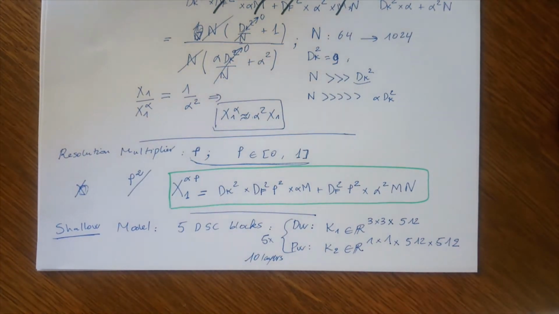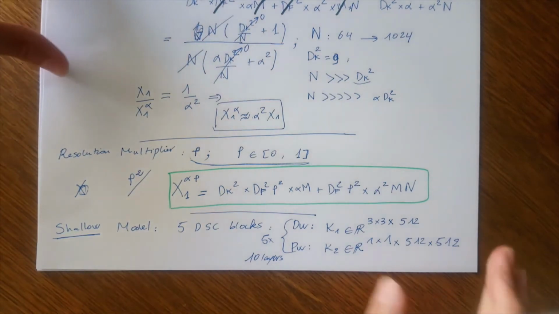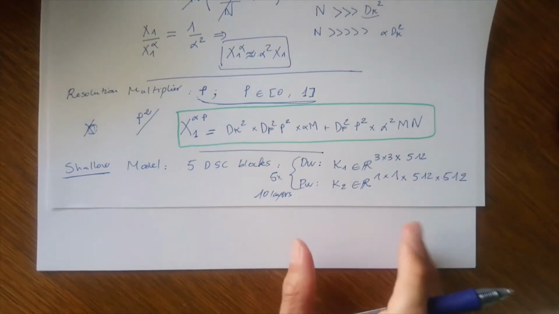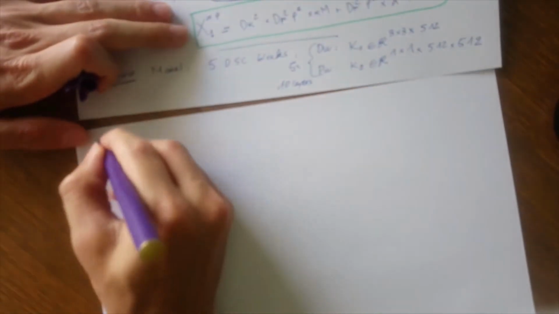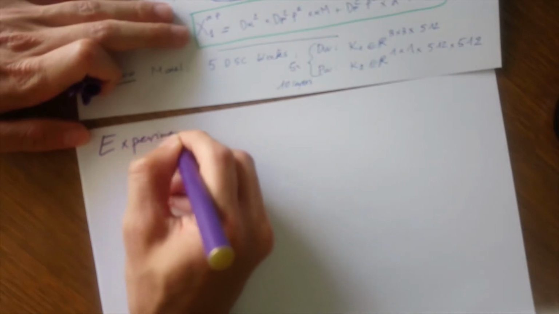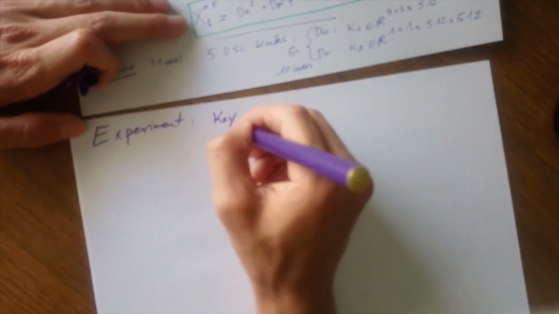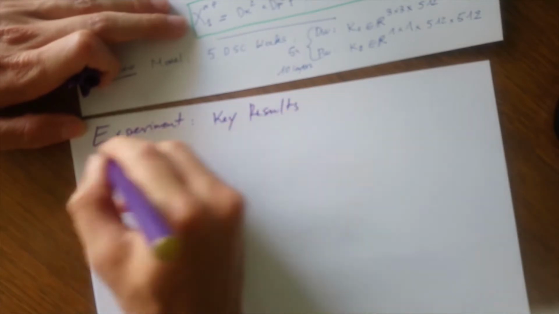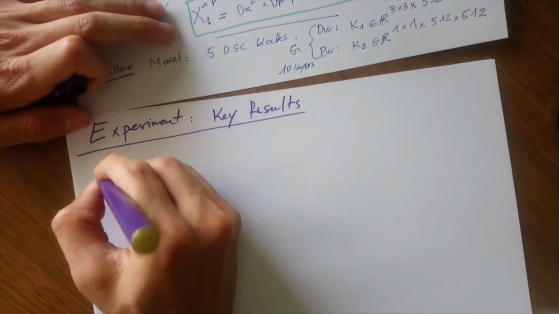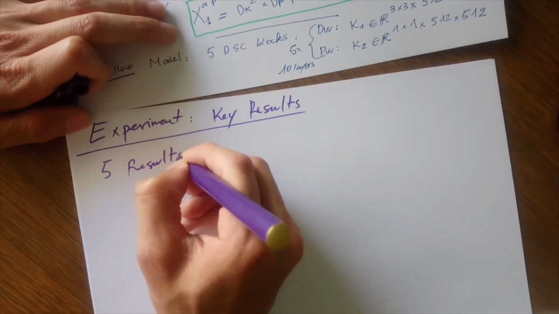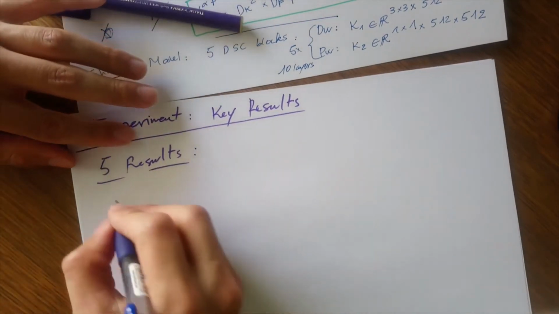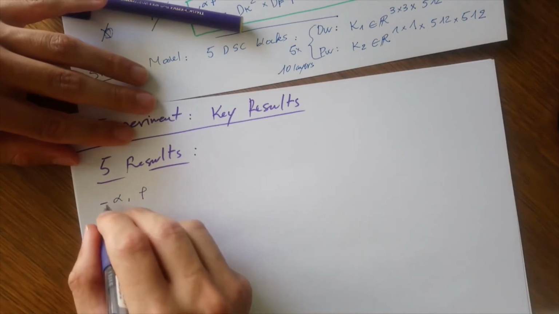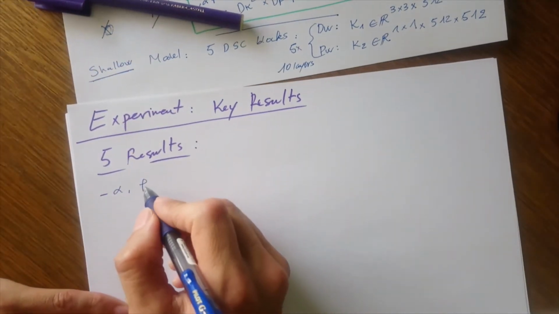So what's next now? I think I should talk about the experiments. The key results that attracted my attention in the experiment section, there are 5 key results. These are the results I personally found interesting. So the first is, authors have compared alpha and rho, so width multiplier and resolution multiplier. Which one is the best?